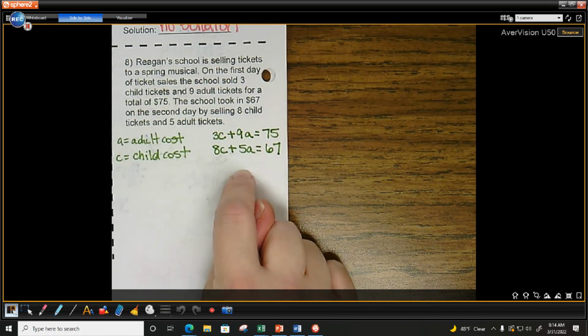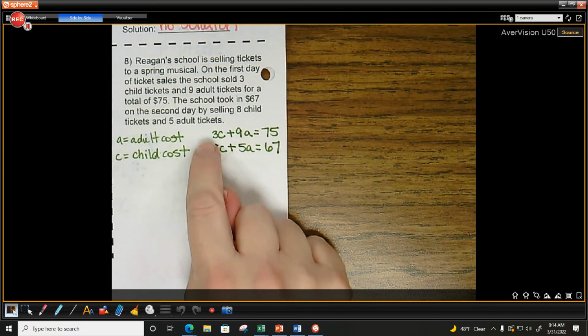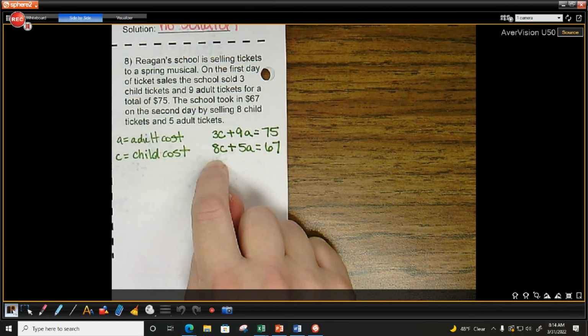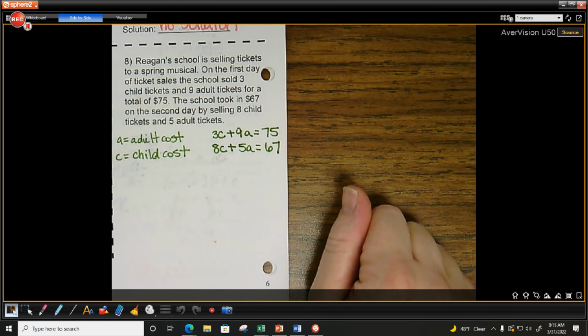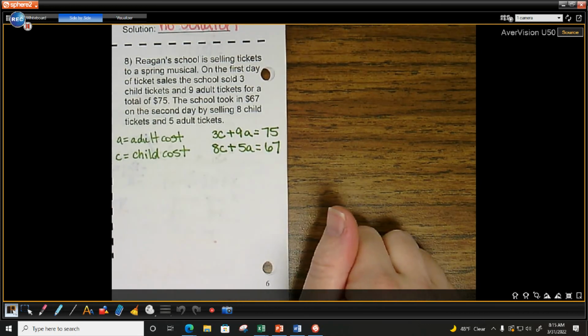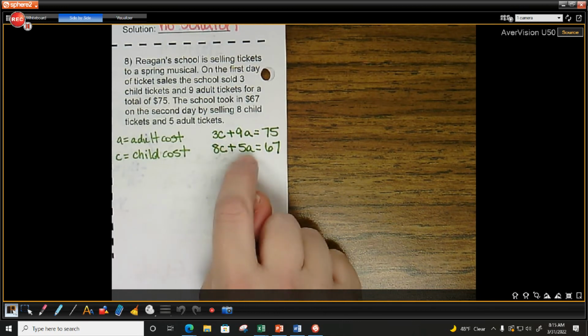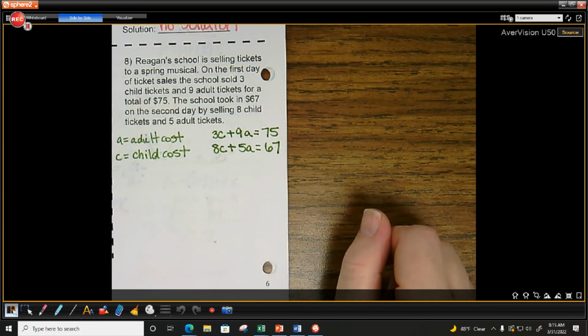So let's look at our C's, okay? Can I multiply 3 by anything to make it an 8? Not a whole number, right? Okay. Can I multiply 5 by anything to make it a 9? No. That's why you're going to have to multiply both equations. So there's not really an easier one to get rid of first here, because 8's not divisible by 3, 9's not divisible by 5. So I'm going to have to multiply both equations by something to get the coefficients to be the same number.